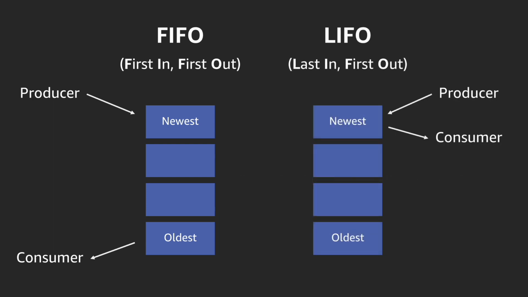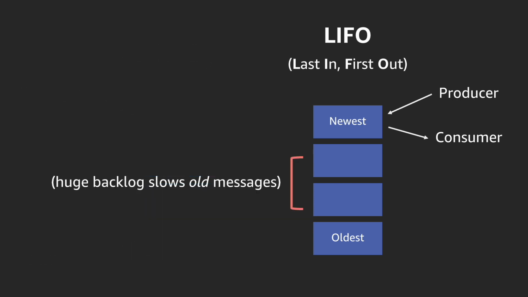Now, if we were to instead use a last in, first out queue, a LIFO queue, producer and consumer would both be working on the newest messages. And so if there were a backlog, it would only delay the messages that arrived during that load, when the backlog was being formed.